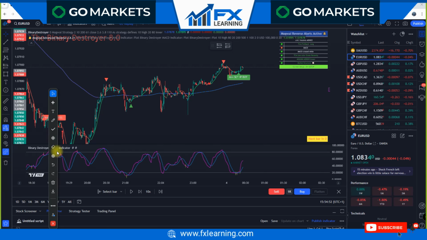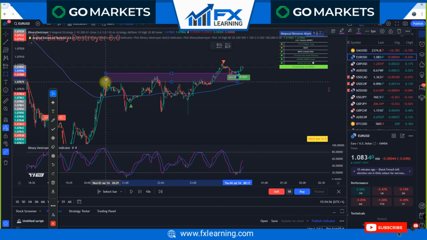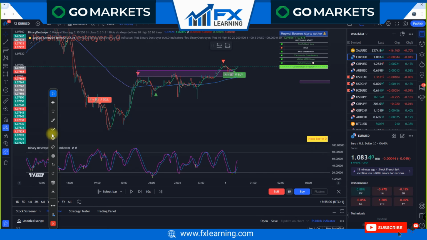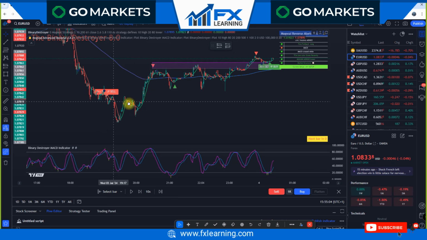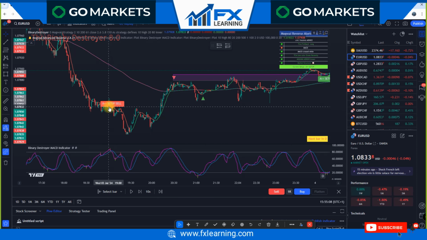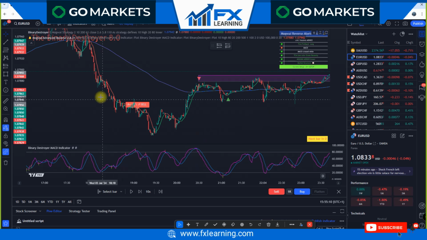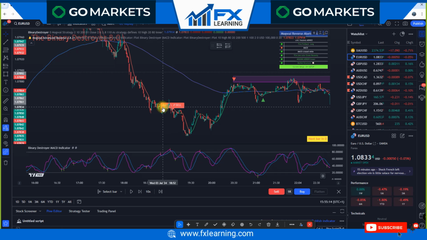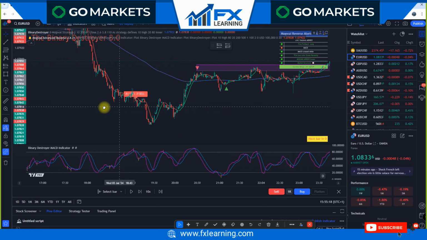If I put this little rectangle box just there, now you're sitting there going, yeah, I actually see that, Jamie. I can actually see as well why this one is not a valid setup. Why is that not a valid setup? Well, how the hell is that a pullback? It's not a pullback. Secondly, where's the structure? There's no structure. It's in the middle of nowhere. How can you confirm when a trend is going to pull back if there's no structure?